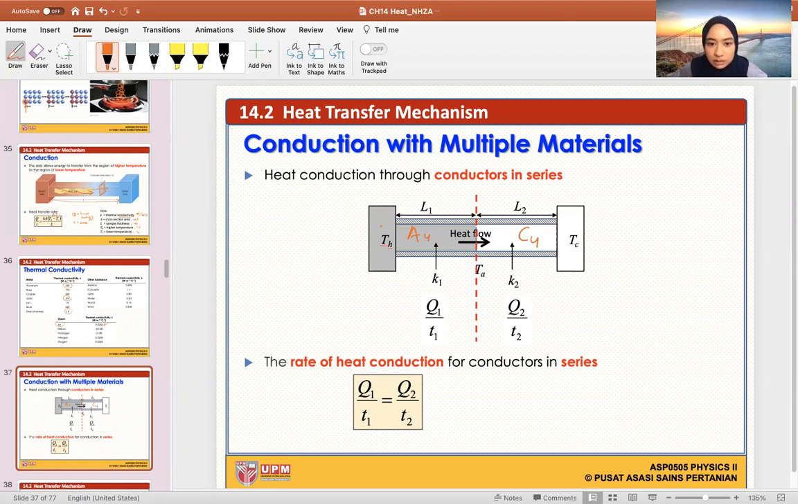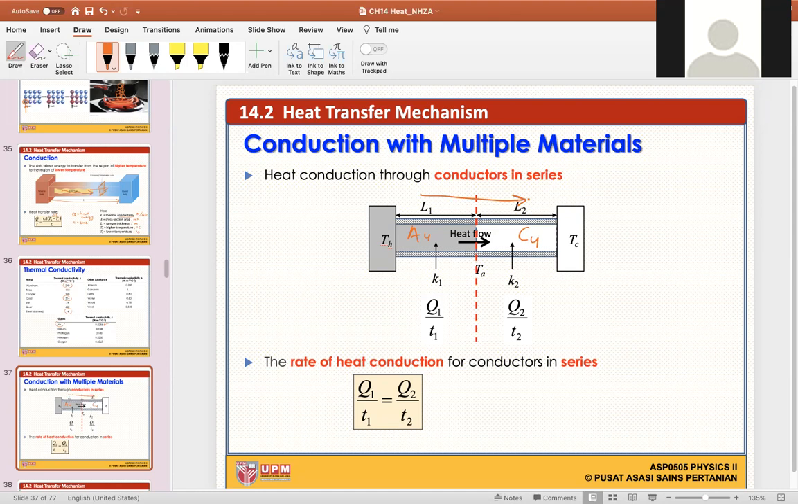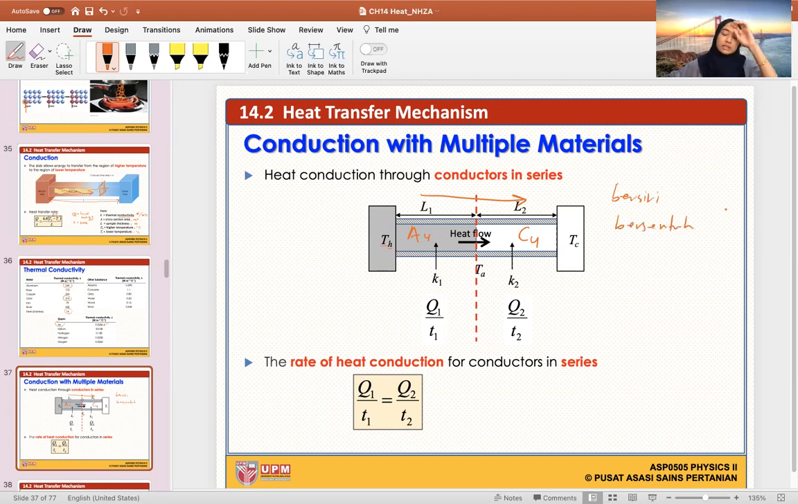But because the heat transfer is in series, what do we say for series? If parallel is selari, series is bersiri. What does bersiri mean? We assume they are touching. Thank you, Haikal. So here they are touching, meaning the hot source and the cold source are the same for both. Okay, ignore that. So they are touching.